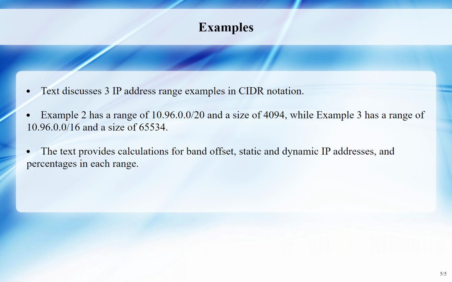Each example includes calculations for band offset, static band start and end, and range end. Additionally, they show the percentage of dynamic and static IP addresses in each range. Overall, the examples demonstrate how different CIDR notations can affect the size and distribution of IP address ranges.